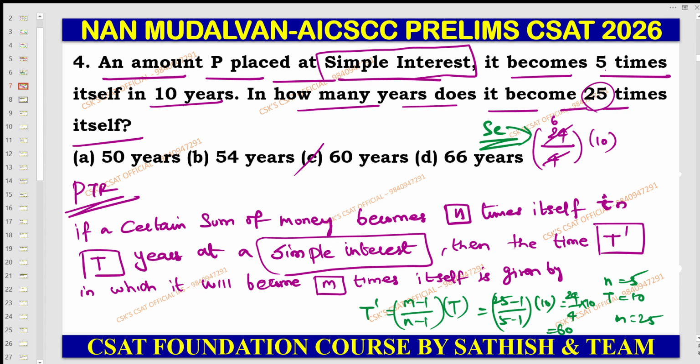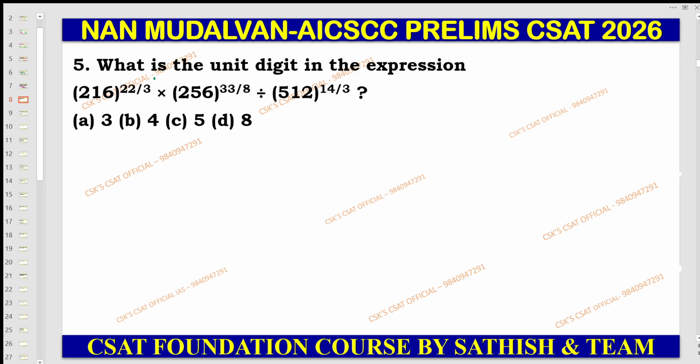Next, what is the unit digit? What is the unit digit in the expression? Very good question. It is possible to make a mistake if anybody applies it wrongly. If 6 comes, then 6 is the unit place.